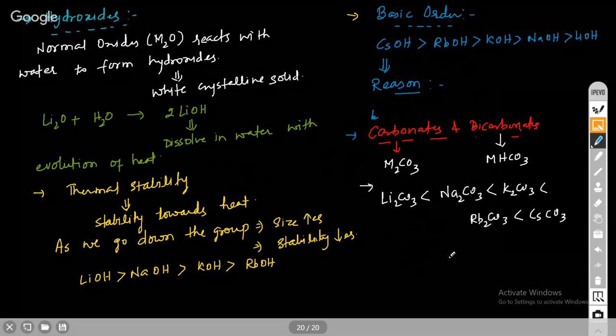All these carbonates are stable towards heat, except, write down this one, Li2CO3. This is the exception. Not stable towards heat. Right? All these carbonates are stable towards heat except Li2CO3 and soluble in water.